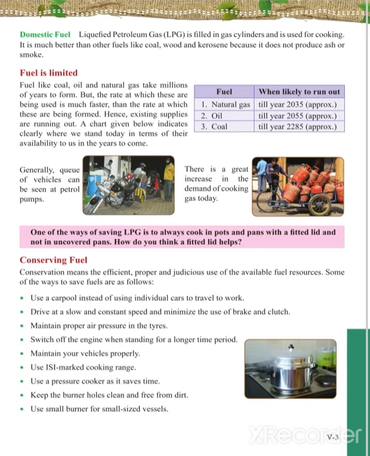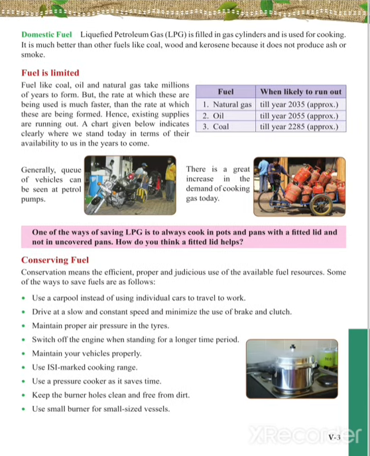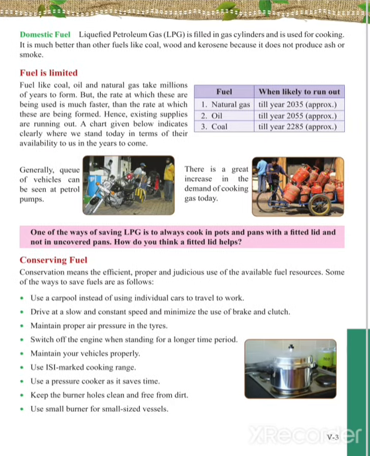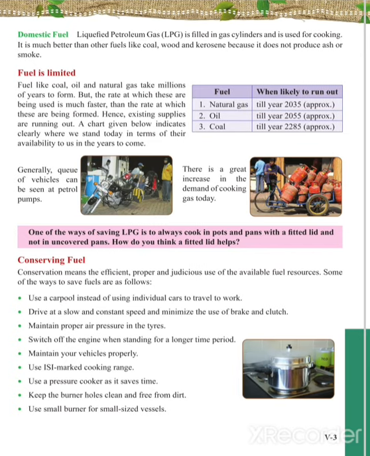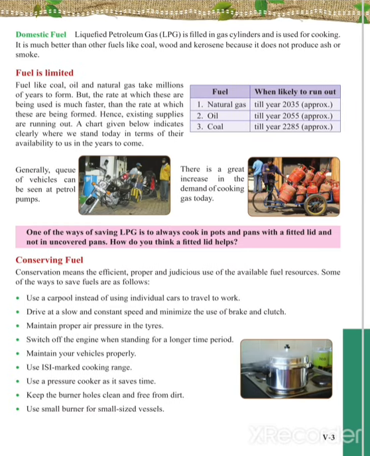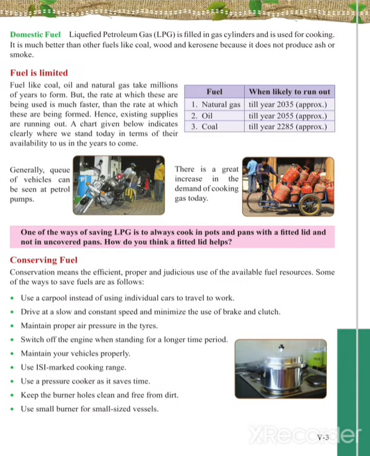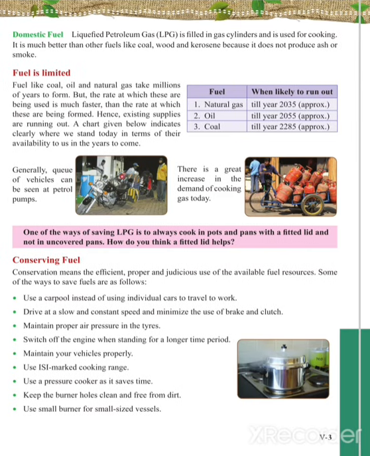cooking vessels. Use pressure cooker which reduces the timing. The timing is reduced, the amount of fuel used is also reduced. Keep the burner holes clean and free from dirt. Use small burners for small sized vessels. We also have to cover the shorter distance by walking or by using the bicycles.